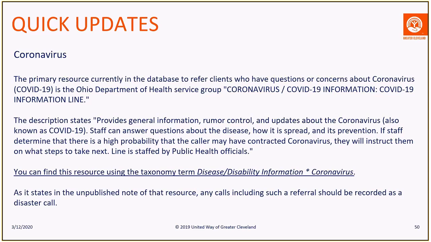So the primary resource currently in the database to refer clients who have questions or concerns about coronavirus is the Ohio Department of Health Service Group Coronavirus/COVID-19 Information Line. The description states, provides general information, rumor control, and updates about the coronavirus, also known as COVID-19. Staff can answer questions about the disease, how it's spread, and its prevention. If staff determine that there is a high probability that the caller may have contracted the coronavirus, they will instruct them on what steps to take next. Line is staffed by public health officials. And you can find this resource using the taxonomy term disease/disability information with a target to the coronavirus.